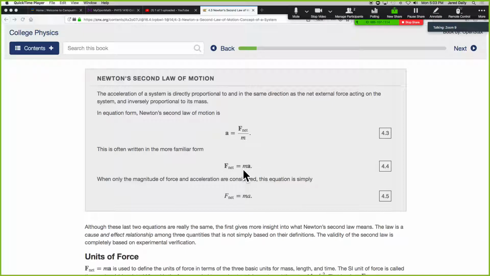But this is a very simple explanation of how force accelerates things. If you apply a force to some mass, it will accelerate directly proportional to the force and inversely proportional to mass.